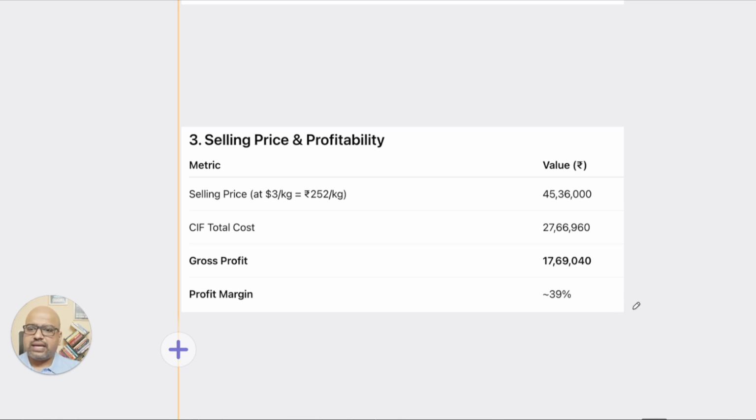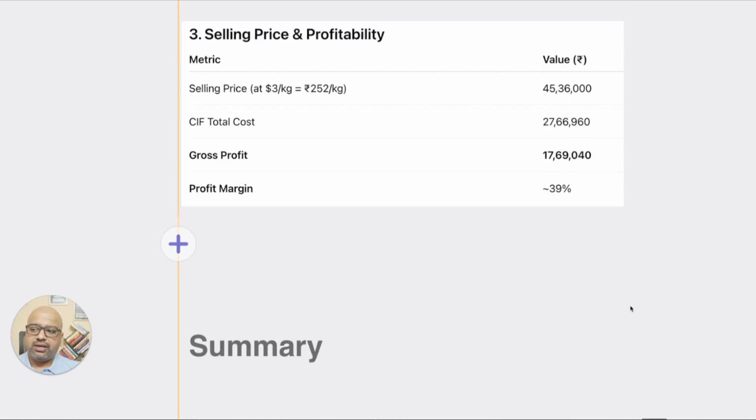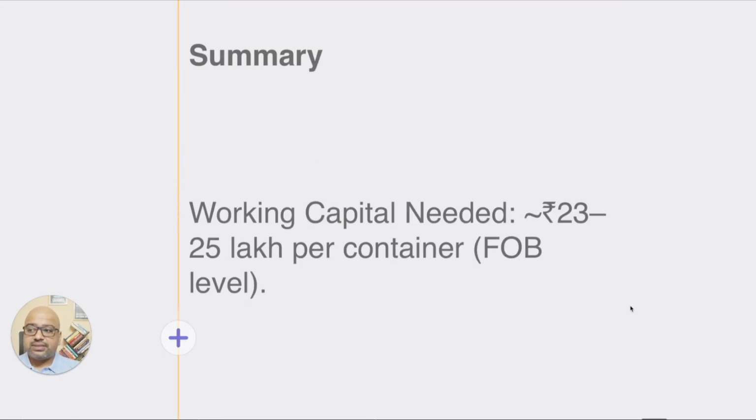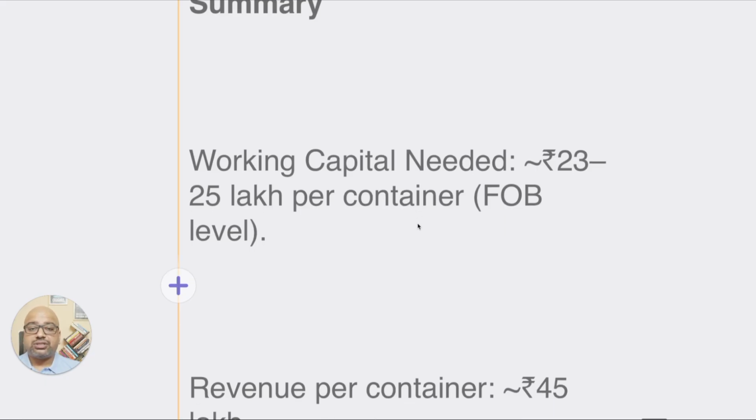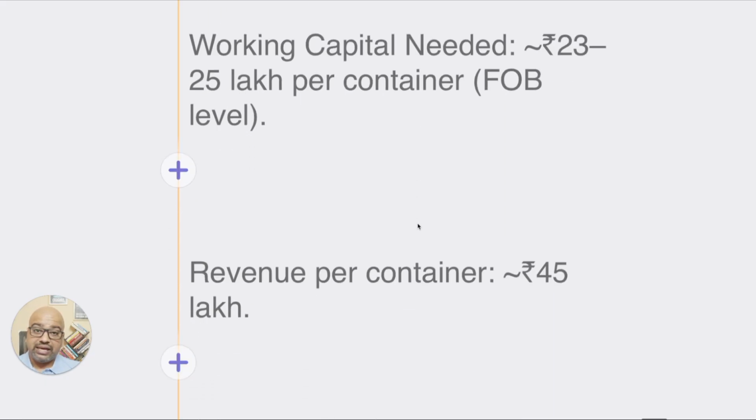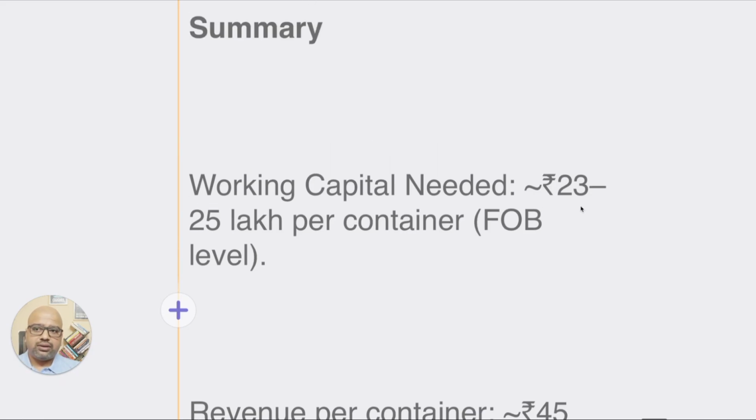Then you need to decide, okay, this is something that is working for me, and whether this product is good for you or not. The first thing that comes is the summary. You need to look at your working capital. If you don't have 23 to 25 lakhs, then you need to make sure you are doing an LCL container or sample-based orders only. Because at the end of the day, if you don't have money, then you don't have it. You can't do anything about it.